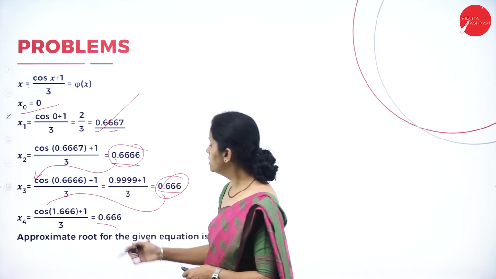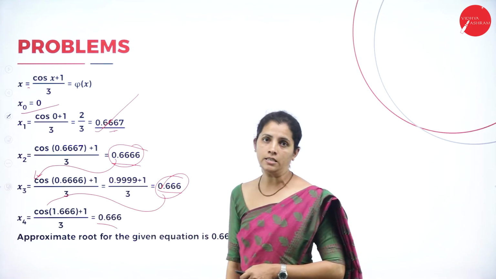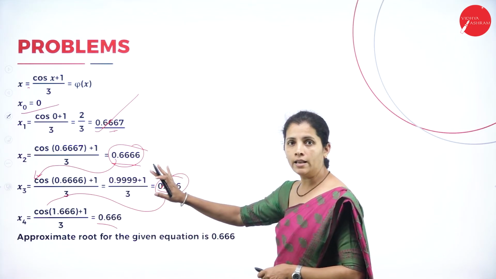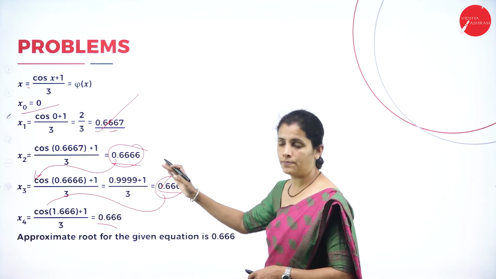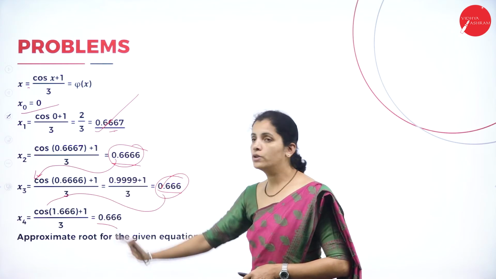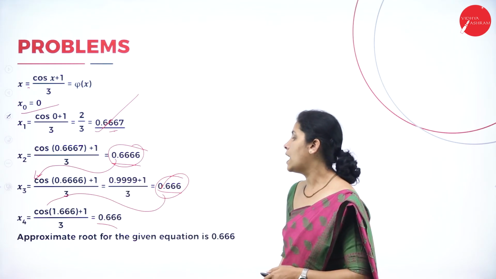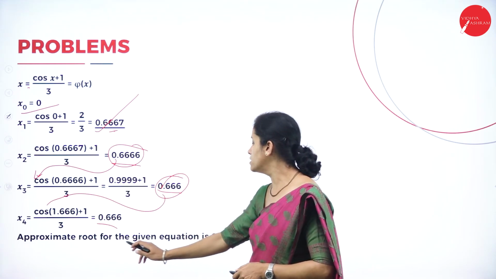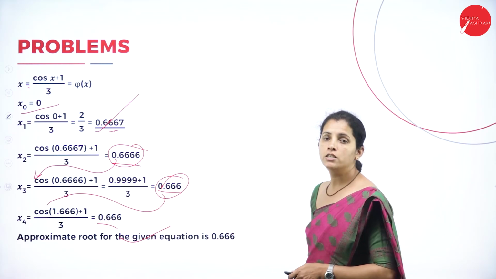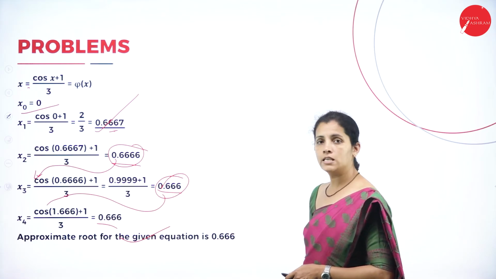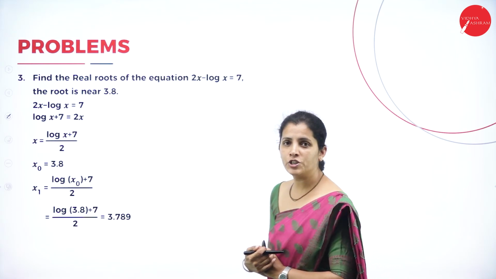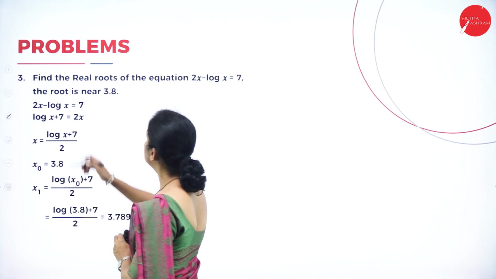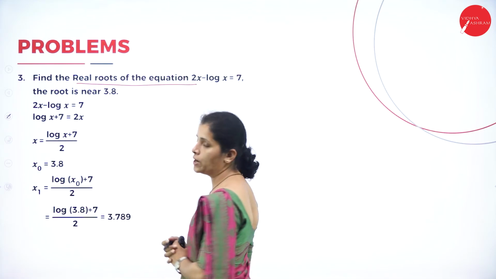So, I'm getting 0.666. That means I'm roaming around 0.666. So, at the end, I'm going to write the conclusion that the approximate root for the given equation is 0.666.